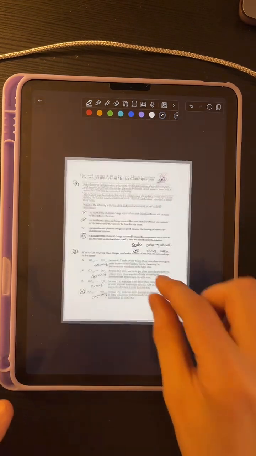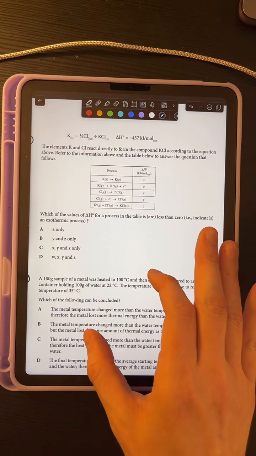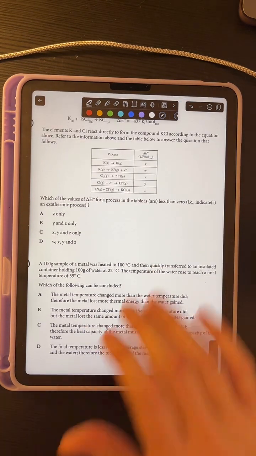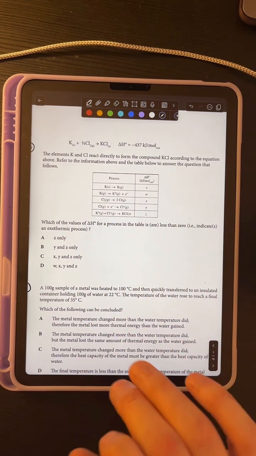Why isn't this going? There we go. Okay. Let's go on to number 3, which is the top one here.